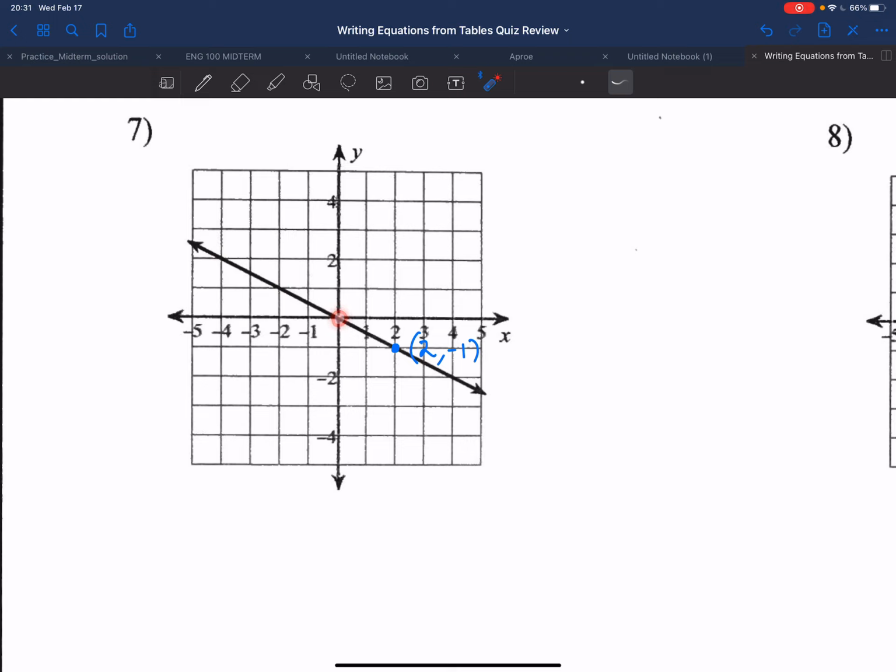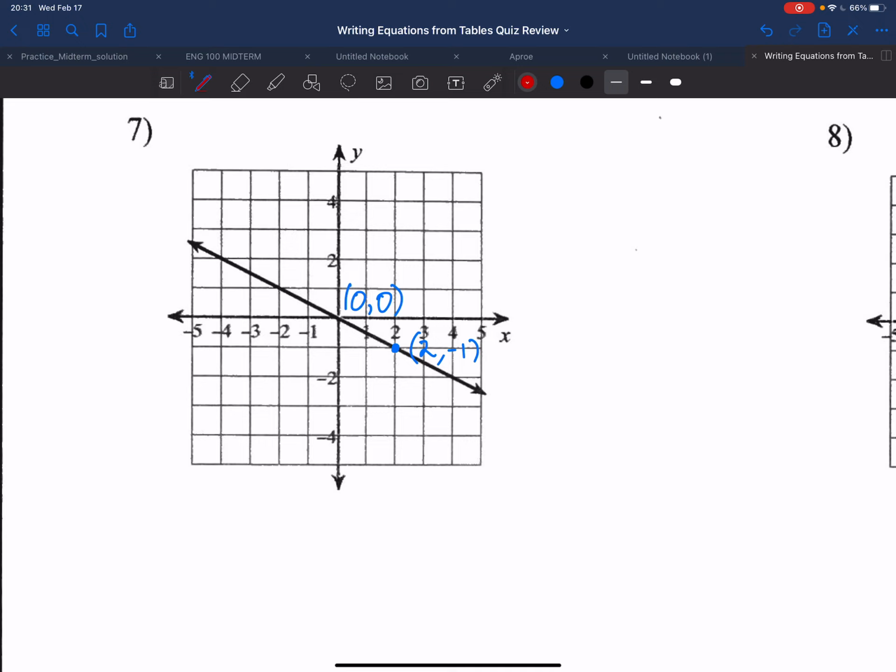How far does it go in the x direction? It doesn't go anywhere, so it goes 0. How about in the y direction? Still doesn't go anywhere, so it's 0. This is the point 0, 0. And this is the point 2, -1. So as we can see, both of those points are on the graph. That's all we need in order to create an equation.